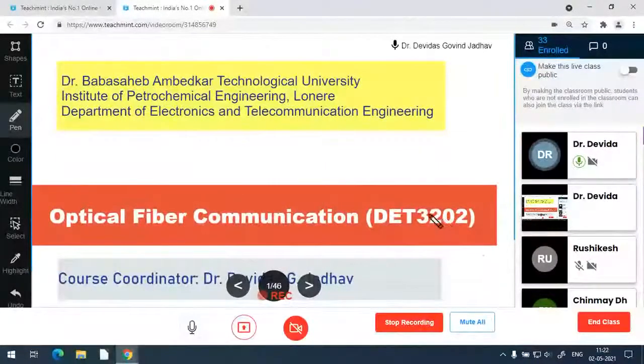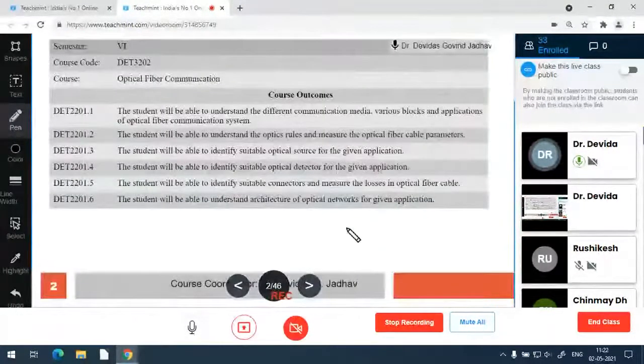Good morning. Today's lecture is on optical fiber communication, DET 3202. Course outcomes: the students will be able to understand different communication media, various blocks and applications of optical fiber communication system. Students will be able to understand optics rules and measure the optical fiber cable parameters.